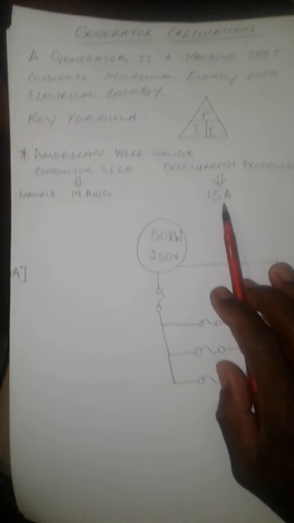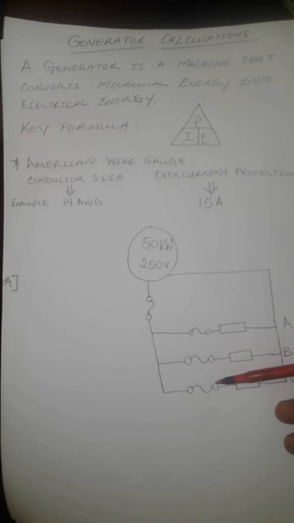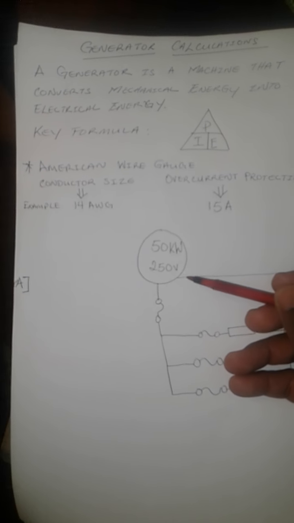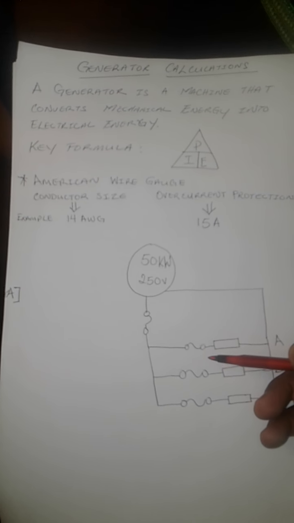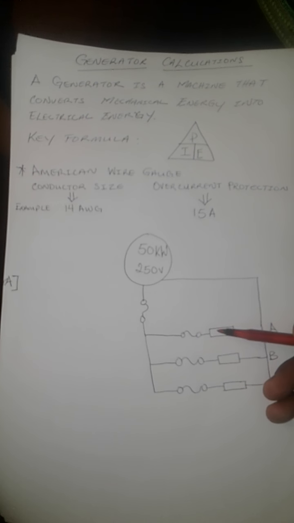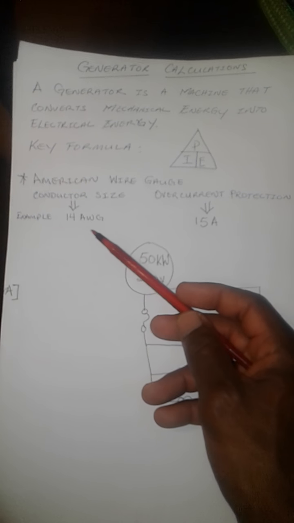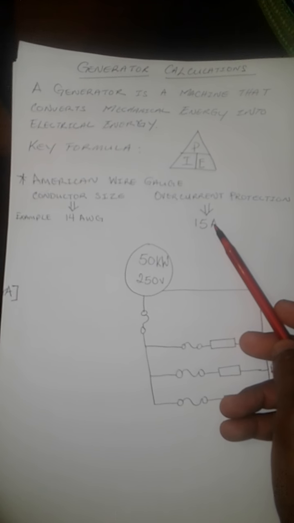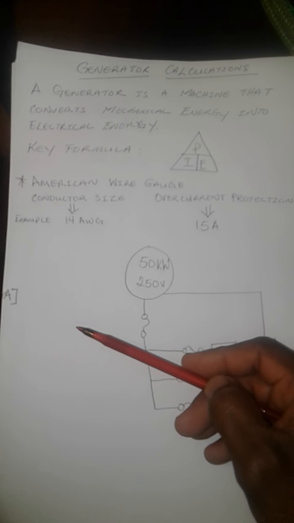So in this exercise, we will seek to use the values given on the generator here to find out the amount of current on each circuit A, B, and C. And then finding that current that is used on A, B, and C, we will be able to determine what conductor size we will be using, and also the overcurrent protection that will be able to transmit this current safely along the circuit.